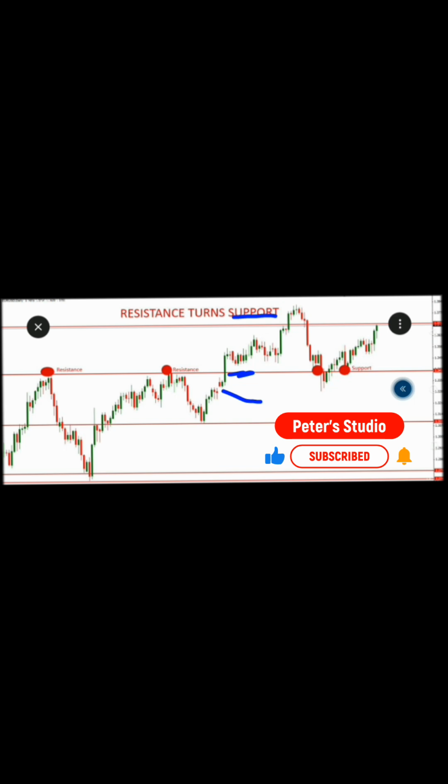Alright, so this is just briefly how to trade breakout. This is a strategy that a lot of Forex traders are using to trade. Like I said, you need to have a strategy if you want to be a successful Forex trader.